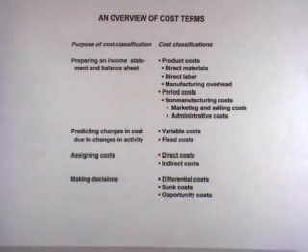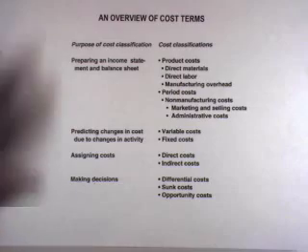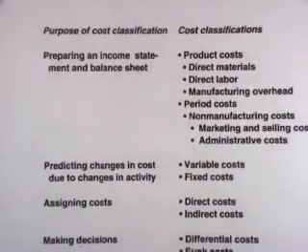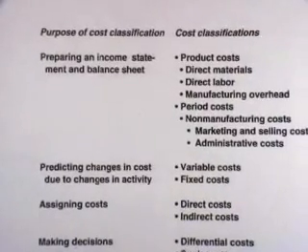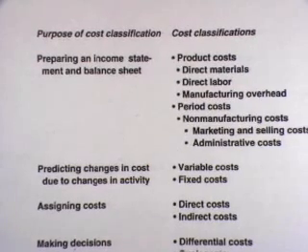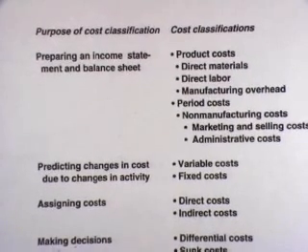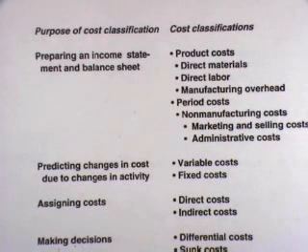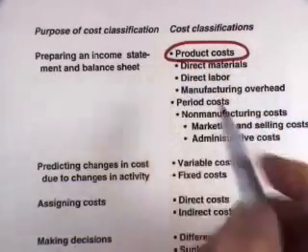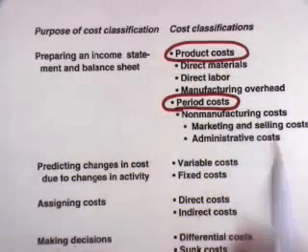So first of all, here is the overview of cost terms, and on the left we have the purpose of classifying costs in different ways, and on the right we have the various cost classifications. For the purposes of preparing an income statement and a balance sheet, particularly to be in compliance with generally accepted accounting principles, we classify our costs into two categories. One is product costs and the other is period costs.